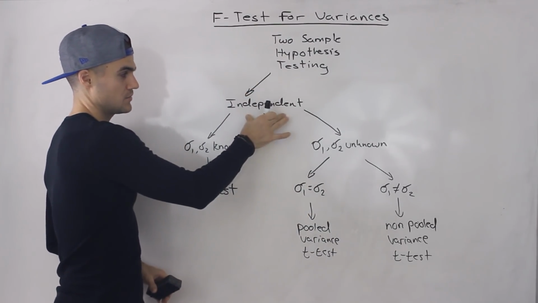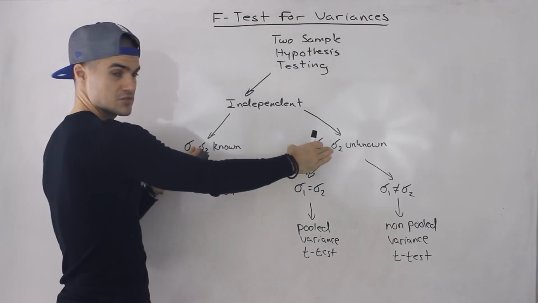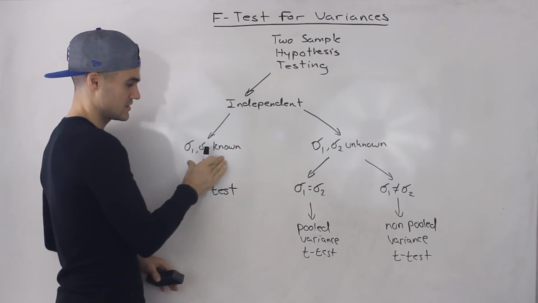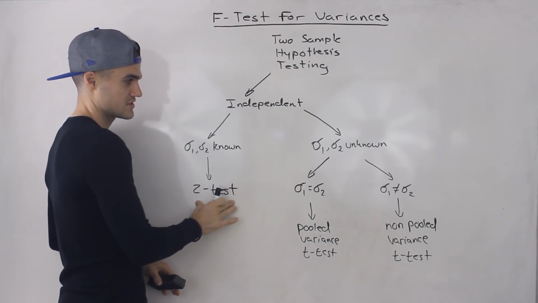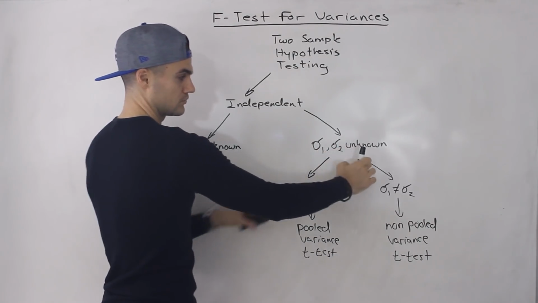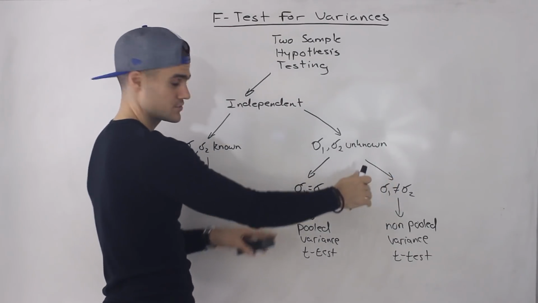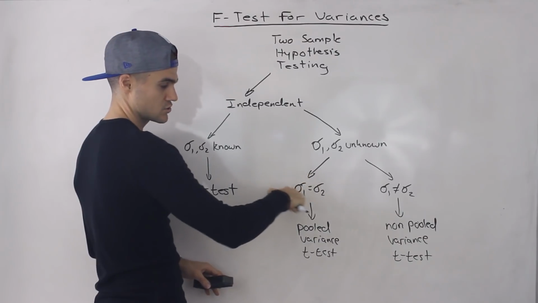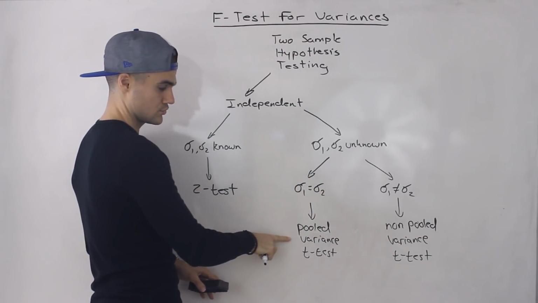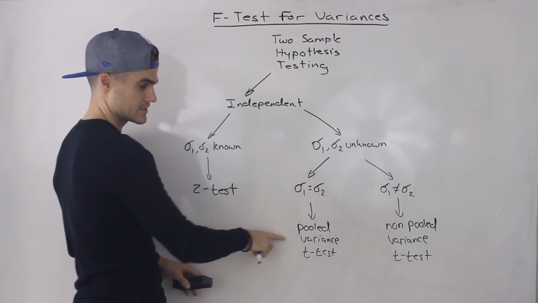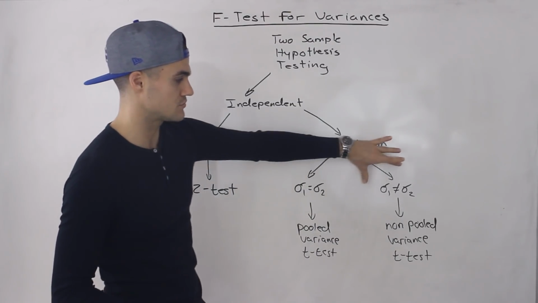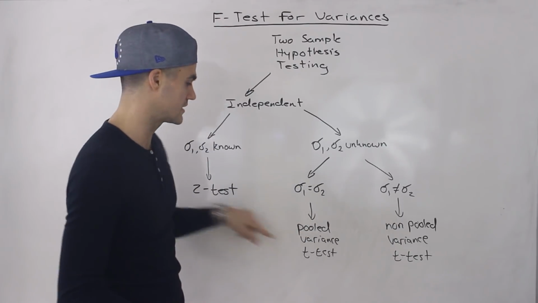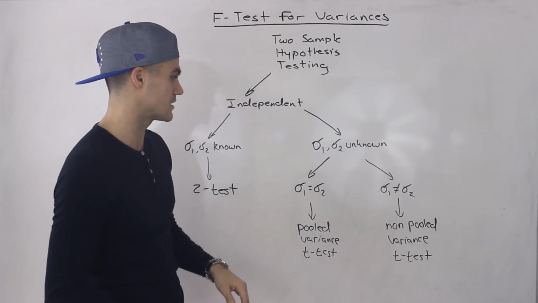So two independent samples, and then you could further split that up into two cases, whether you know the population standard deviations. If you do, you use a z-test. If you don't, further split it up into two cases. Either the two population standard deviations are assumed to be equal, then you do a pooled variance t-test, and if they're assumed to be not equal, you do a non-pooled variance t-test. And we did examples for all of these cases here.